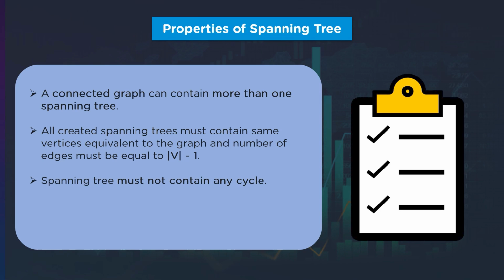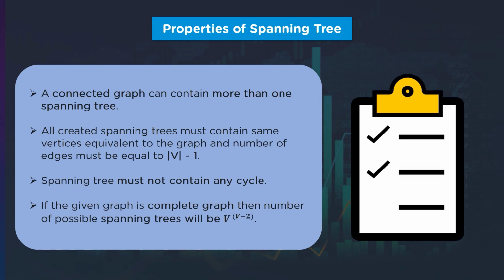If the structure that you have created as a spanning tree includes a loop or a cycle, then it's clear that you have made a mistake because no tree can contain a cycle. And finally, the fourth property is all about Cayley's formula. If the given graph is a complete graph, then you can calculate the number of possible spanning trees using the formula v raised to v minus 2.